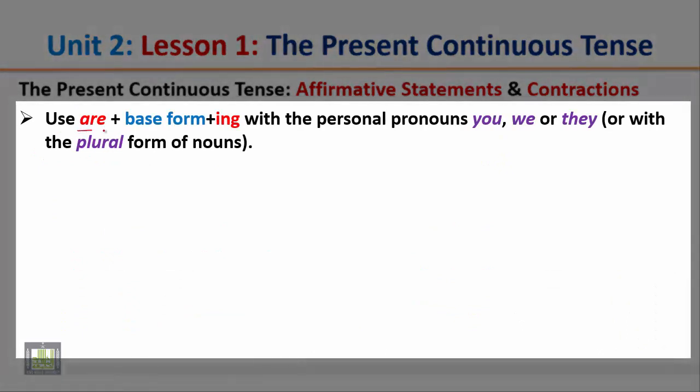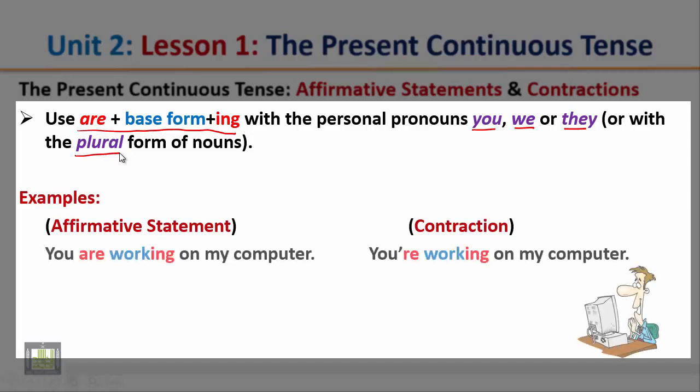Use are plus base form plus ing with the personal pronouns you, we, they, or the plural form of nouns. Examples, you are working on my computer. Notice after you, we use are plus base form plus ing. This is the present continuous tense. The contracted form, you're working on my computer.